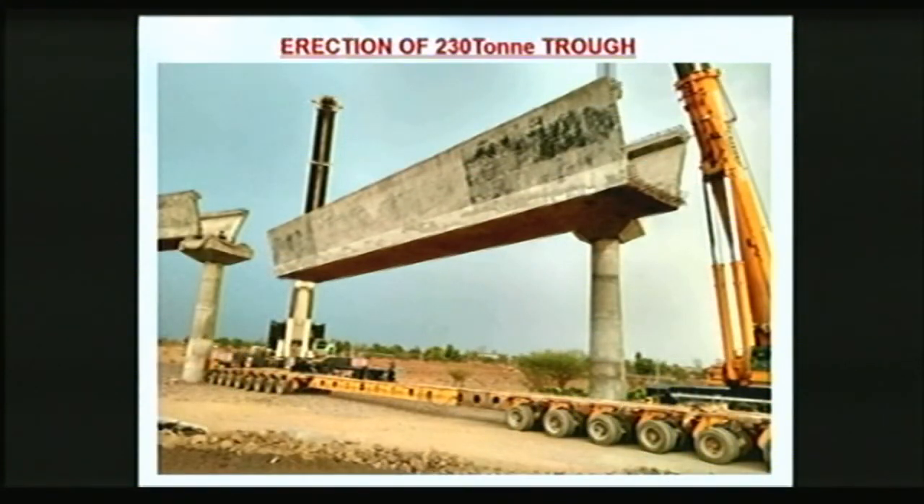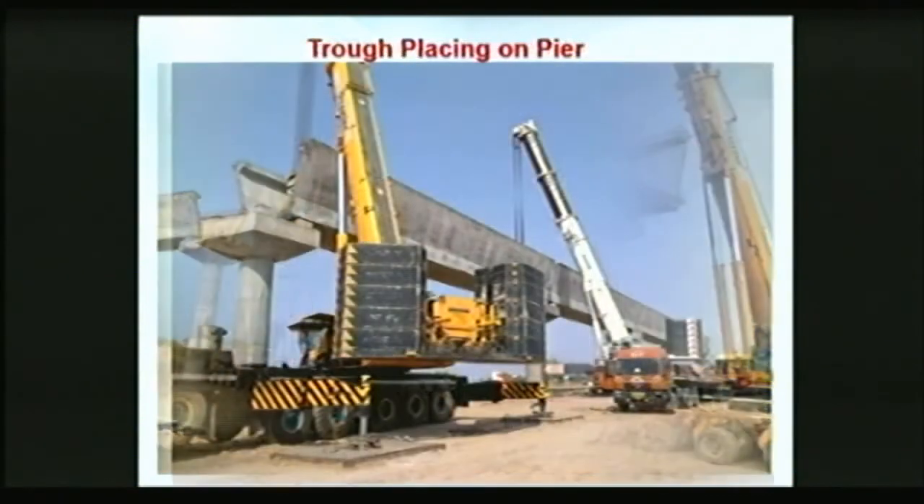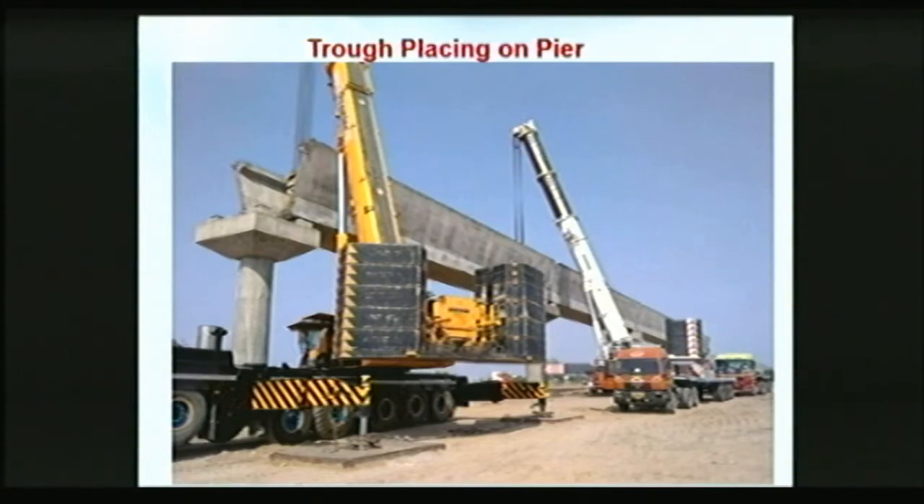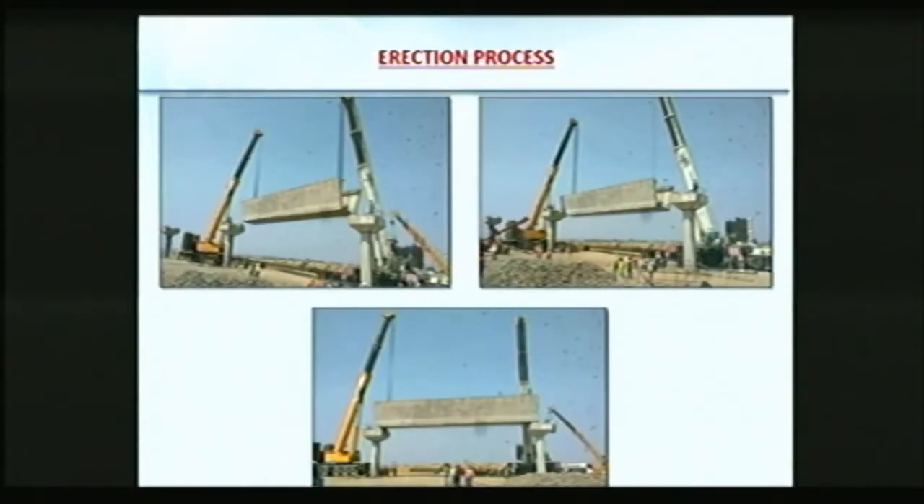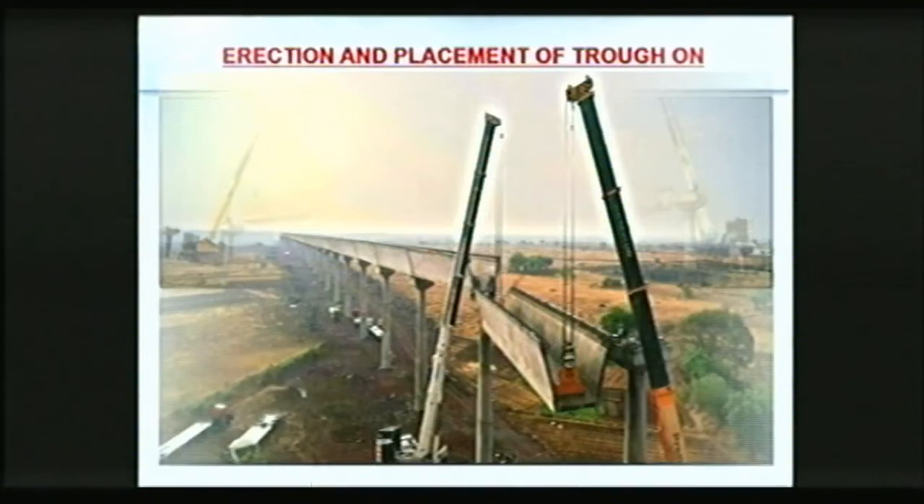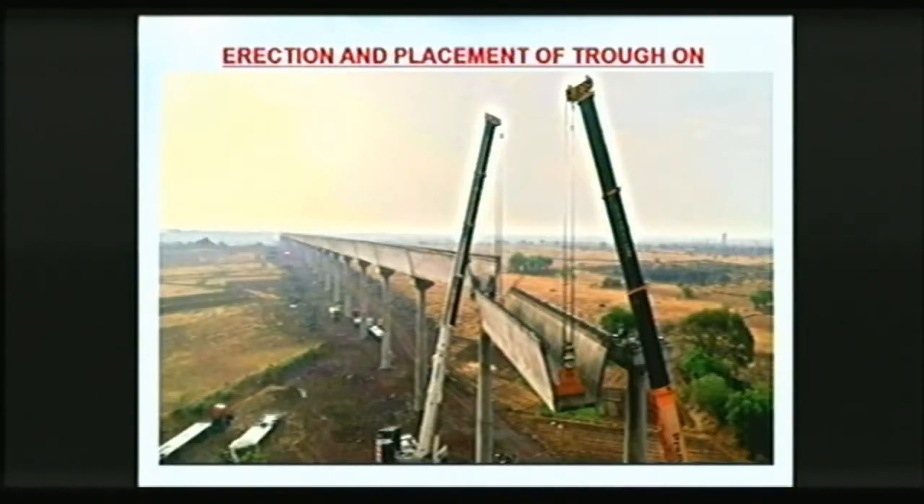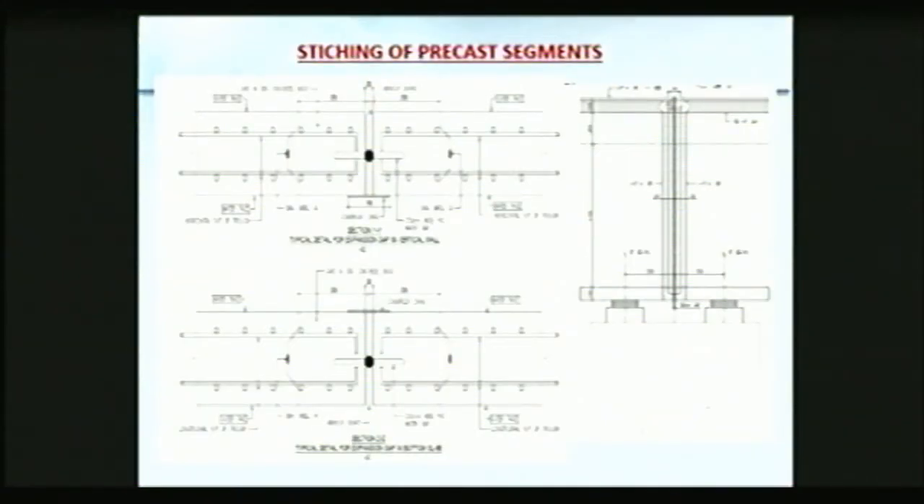There are two cranes, one on each side, and each can lift about 150 metric ton, and the total weight turned out to be 225 metric ton, which is being lifted on both sides and placed on the pier caps below, on the top of the bearing. You can see some of these arrangements being lifted and placed, the arrangements after placing. And this is some of the spans which have already been lifted, behind what you can see. And the next span also is being lifted by two cranes. And this is the stitching arrangements.